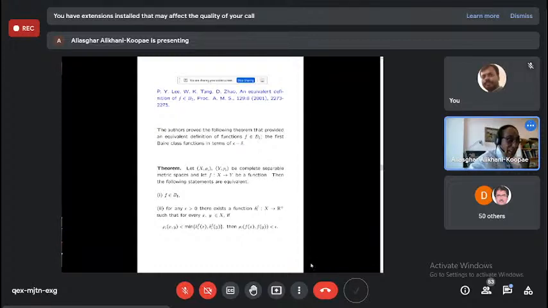So here they gave a definition in terms of delta and epsilon for the class of Baire 1, with this equivalence: f is in Baire 1 if and only if for every epsilon positive there exists a function delta epsilon, which depends on f, from X to the positive reals, such that when x and y are in X and rho 1 of x and y is less than the minimum of delta epsilon of x and delta epsilon of y, then rho 2 of f of x and f of y is less than epsilon. They proved this in completely separable metric spaces. So this is the epsilon-delta definition.